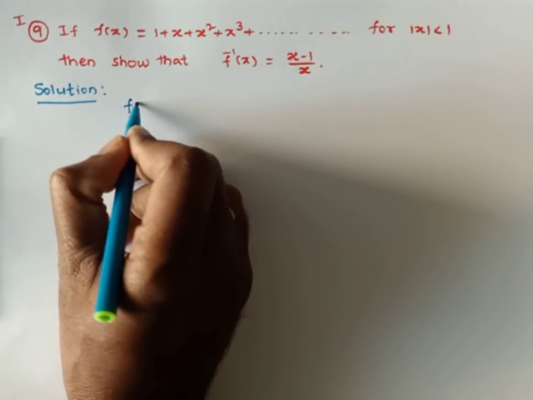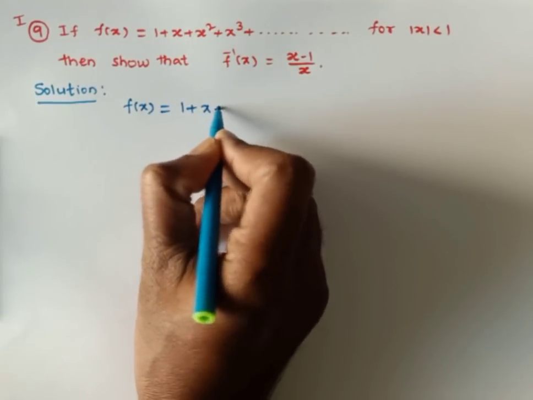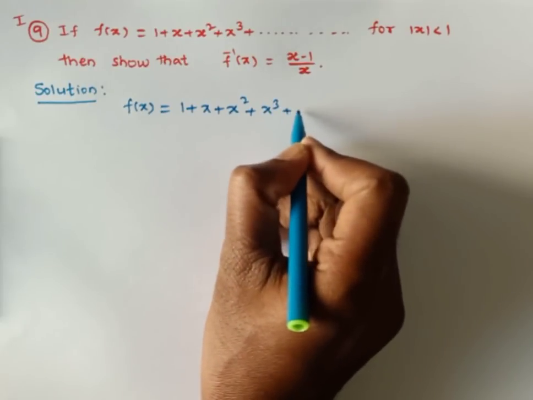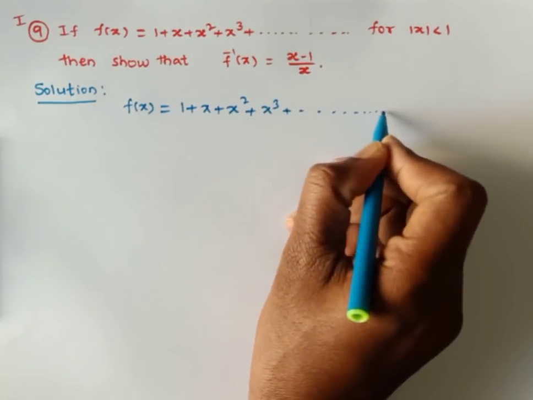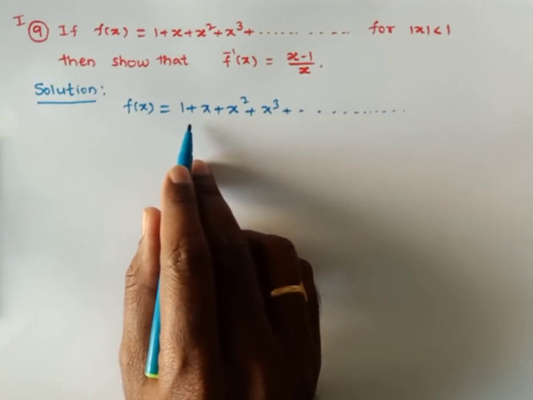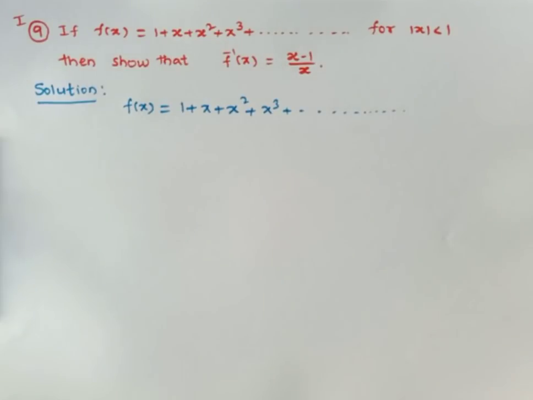Now here, what is given? Only the function f of x, that is 1 plus x square, x cube and so on. The next terms are x power 4, x power 5, and so on, x power n, up to infinite terms. You can observe this is like 1 plus r square, r cube and so on. So this is like a geometric series or geometric progression, which we discussed in 10th class, like arithmetic progression and geometric progression, right?